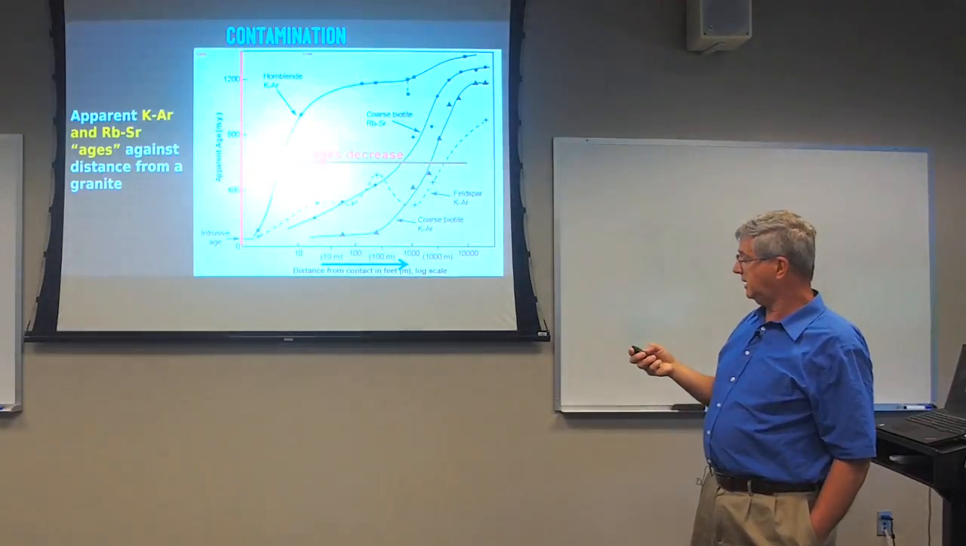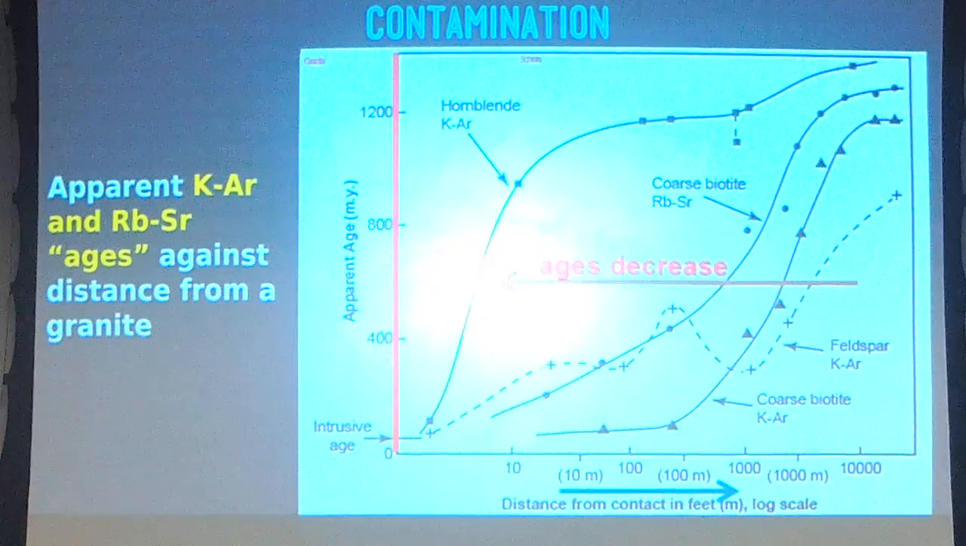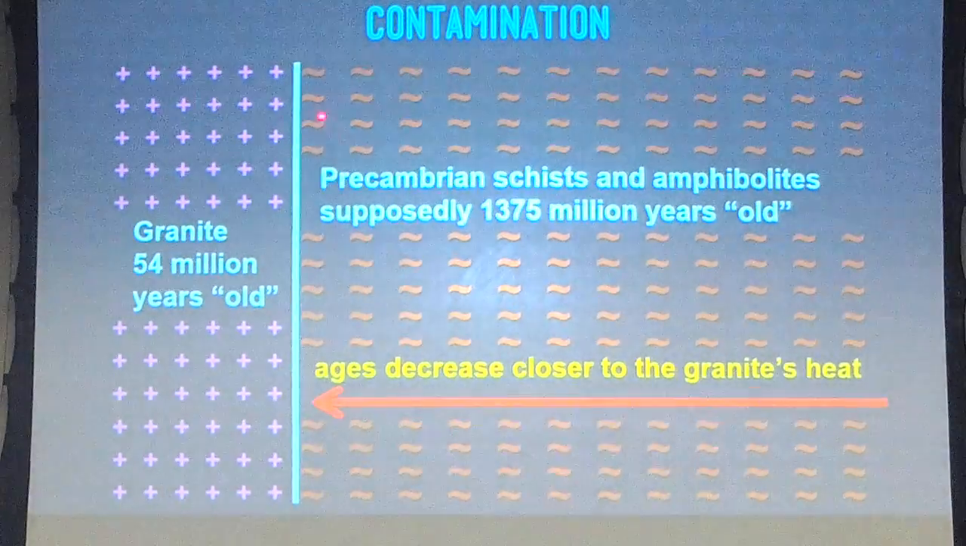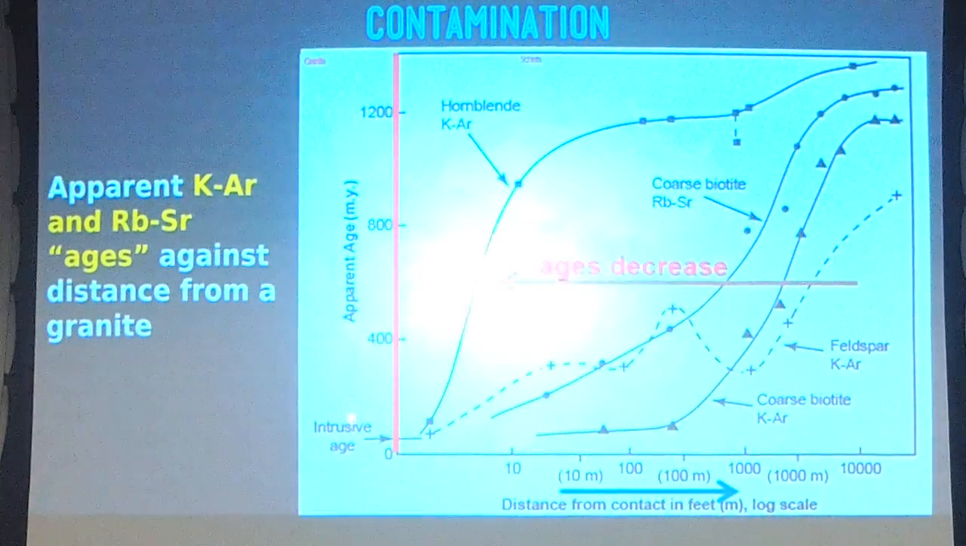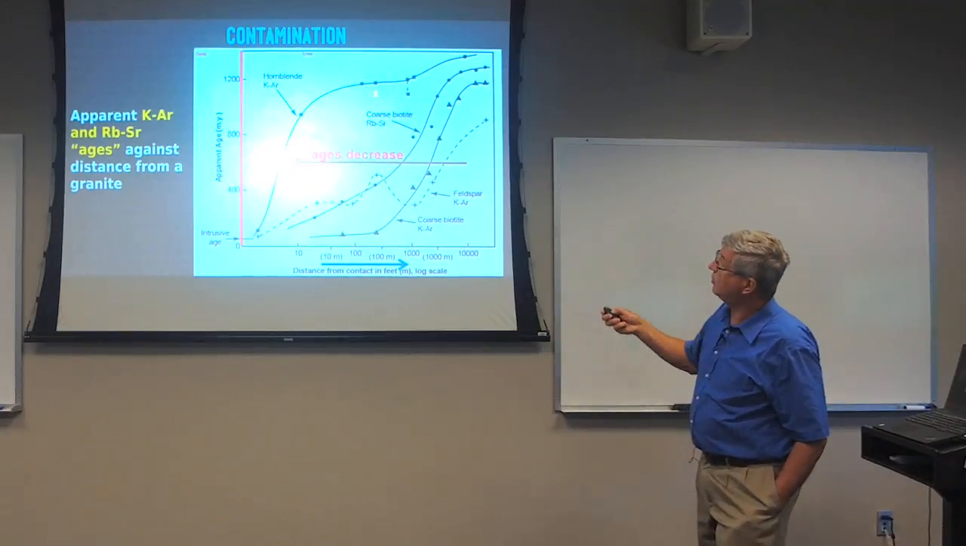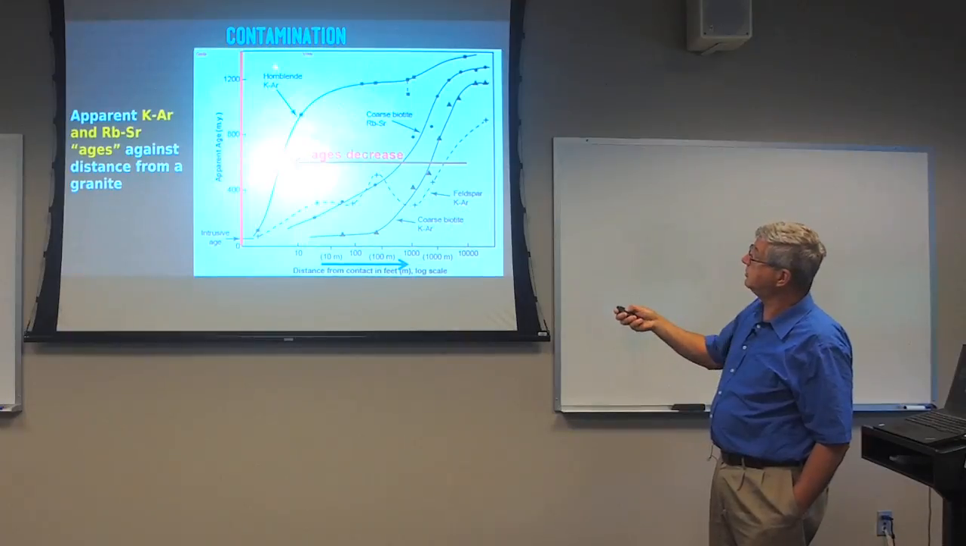And so here's the graph. Here's that boundary there between the granite. It's that boundary there. In the graph is here. On this scale is the apparent age, and here's the distance. So we're talking a kilometre here. We're talking 2 miles out. By 2 miles out, you're getting close to the supposed true age of the rock out here, the host rock. But as you go towards the granite, the ages come all the way down close to the age of the granite. These are the potassium-argon, rubidium-strontium, using different minerals.